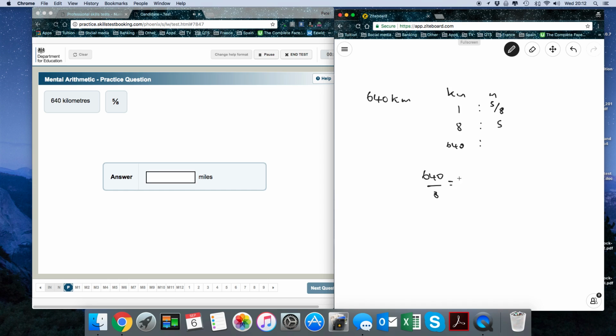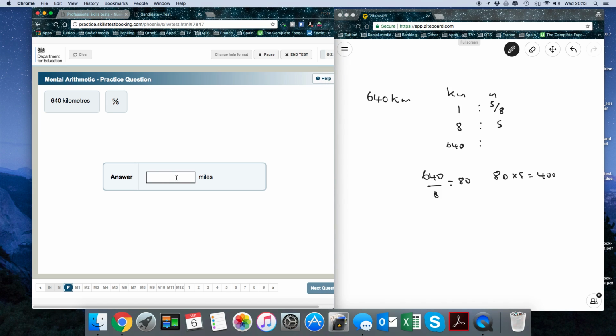Okay, so hopefully you can see a little bit of what I've done on the right hand side there. Okay, the answer is 400. I'm going to type that in before I run out of time. Okay, lots of people get confused with that one because they say 1 kilometre is 5/8 of a mile. It's exactly the same as saying 8 kilometres is 5 miles. So if you're comfortable with that, use it.